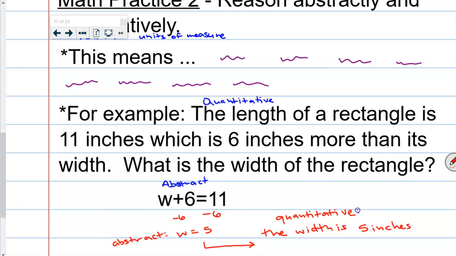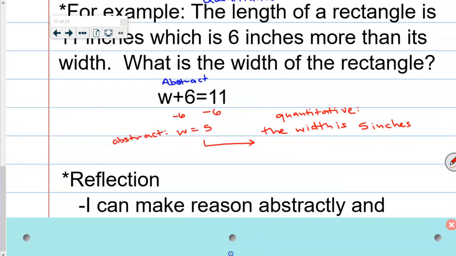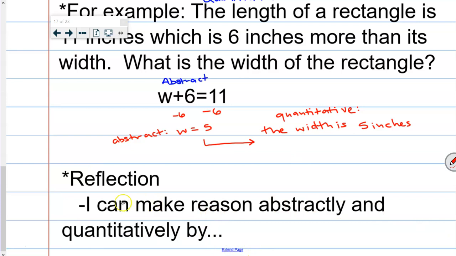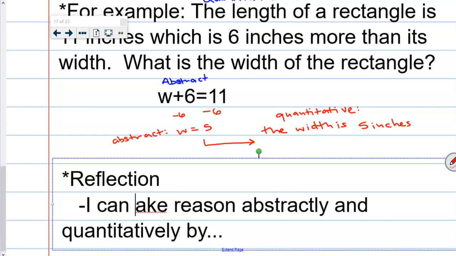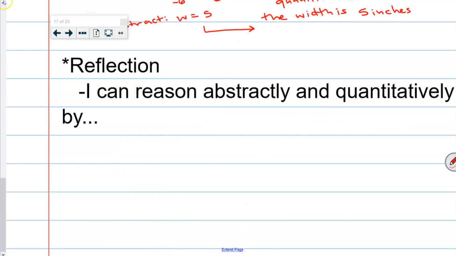And now I need you guys to do your reflection. You specifically, what are you going to do? I can reason abstractly and quantitatively by what? What are you going to do to be better at reasoning abstractly and quantitatively? Give you guys a few seconds to get that written down.